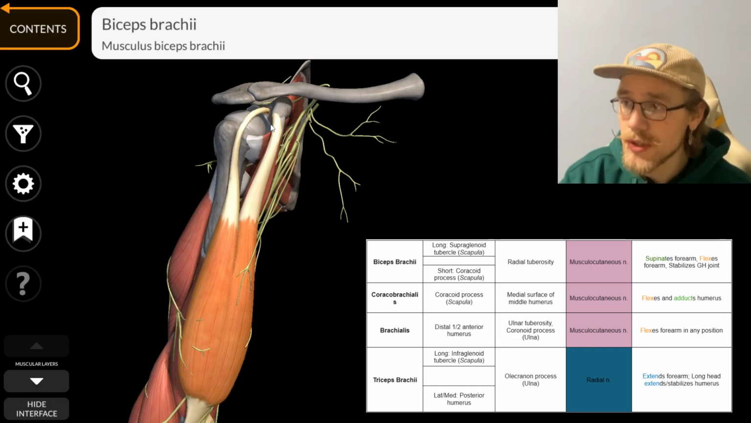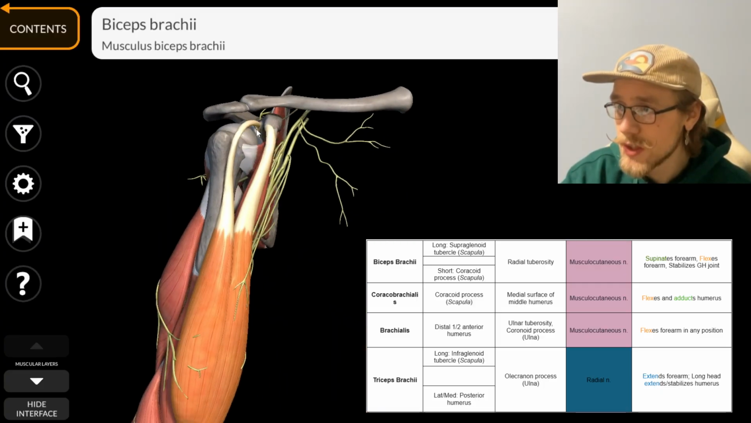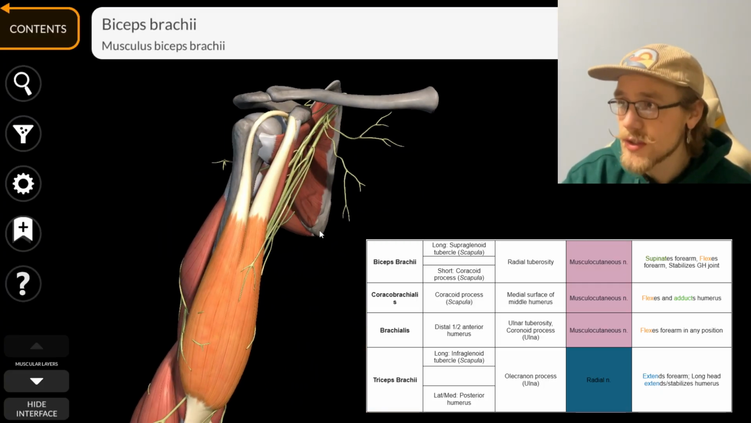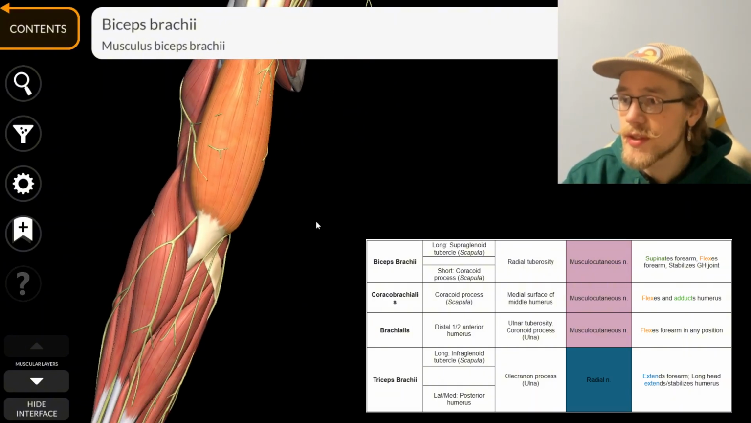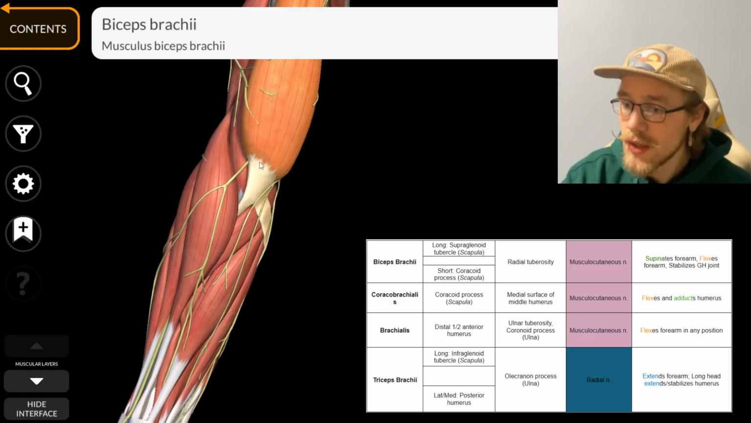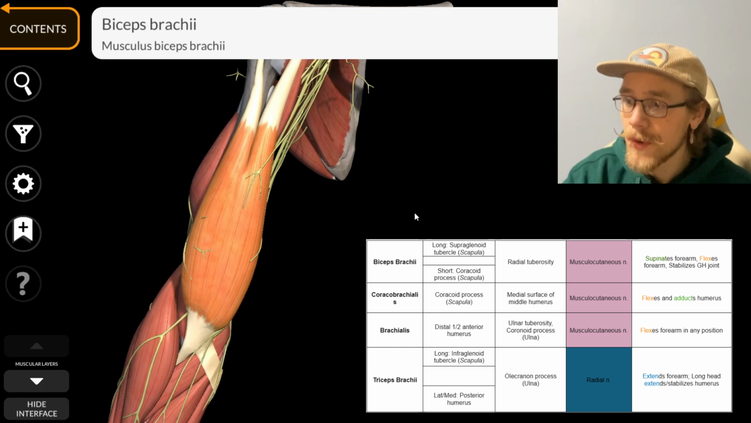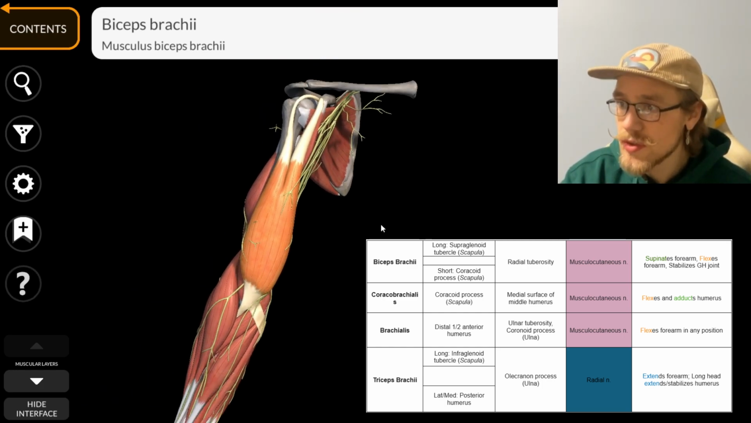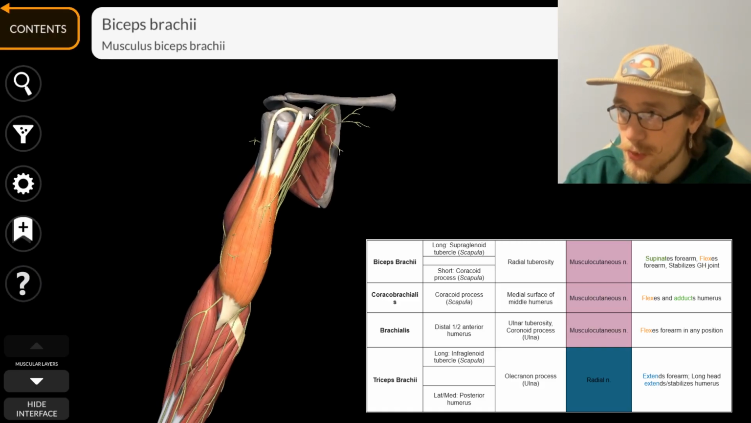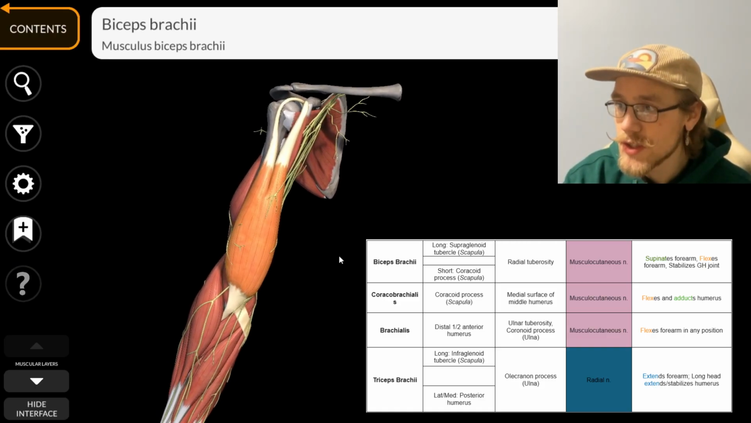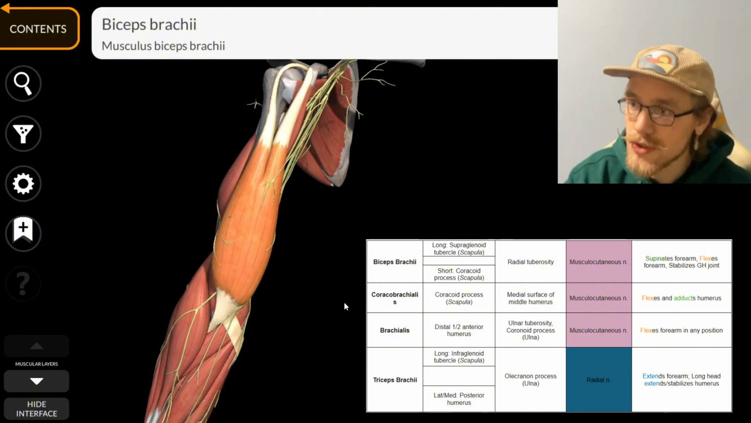The long head is going to originate from the supraglenoid tubercle, which is actually on the scapula. You can see it right there. And the short head is going to come from the coracoid process, also on the scapula. It's going to insert into the radial tuberosity. We can see that guy goes right down into there. It is going to cause supination of the forearm. It is going to flex the forearm, and it's going to stabilize the glenohumeral joint right there. Its innervation is going to be the musculocutaneous nerve, as well as for the next 2 muscles we cover.